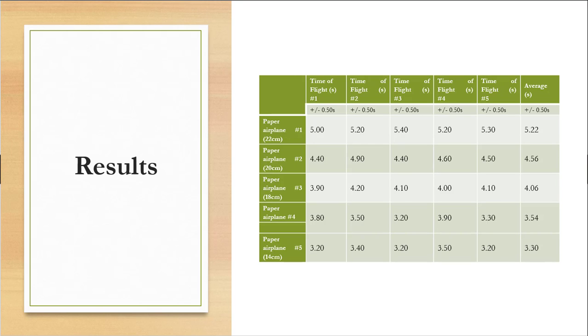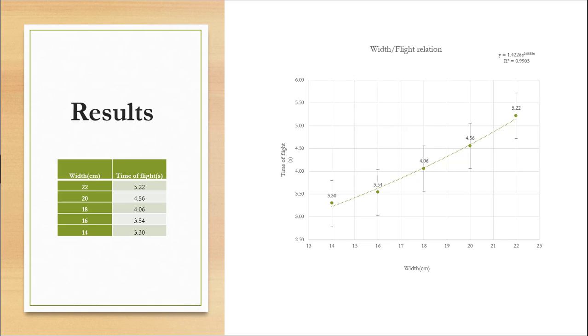The data collection provided the results shown on this table. As we can see, the wider the wings of the paper airplane were, the higher the flight time average it had. The graph shown is a baseline fit of the relation between the width of the paper sheet and the time of flight. Here we can also see that the values of the time of flight average are bigger when we increase the width of the paper sheet. This is an exponential relation between the width and the time of flight average.